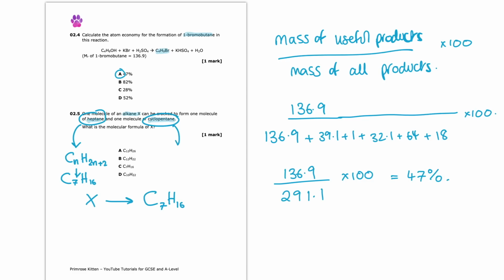We should also know that for cycloalkanes, the general formula is CnH2n, which is exactly the same as alkenes. So if it's cyclopentane, pent refers to 5 carbons, so that would be C5H10. Because they say that only one of each of those is made, we can simply add up the number of carbons and the number of hydrogens to get X. So X is going to be C12H26, and that is A.